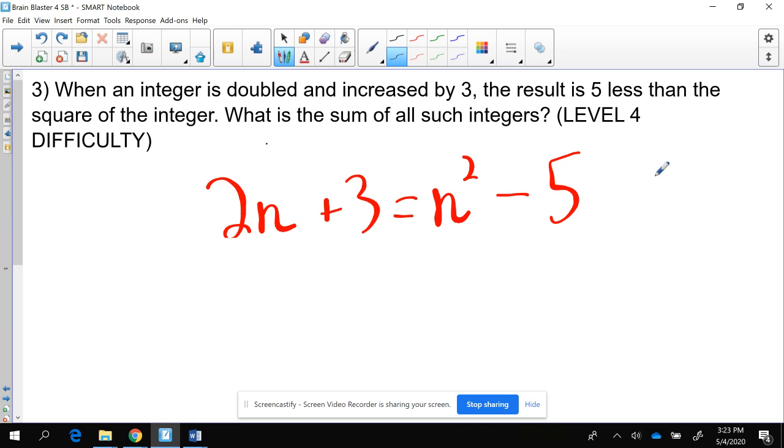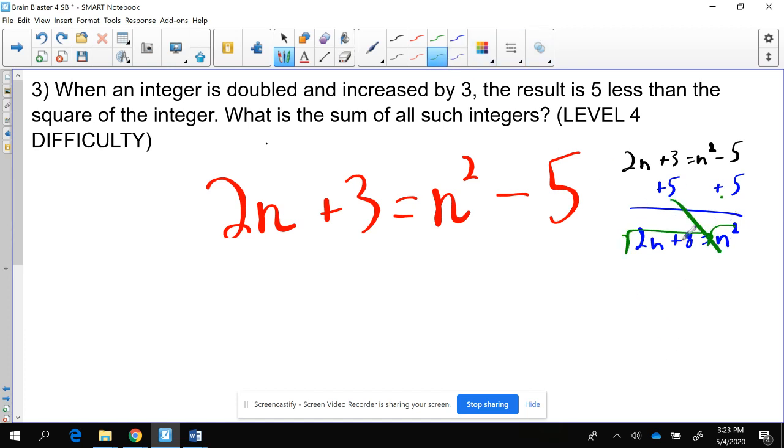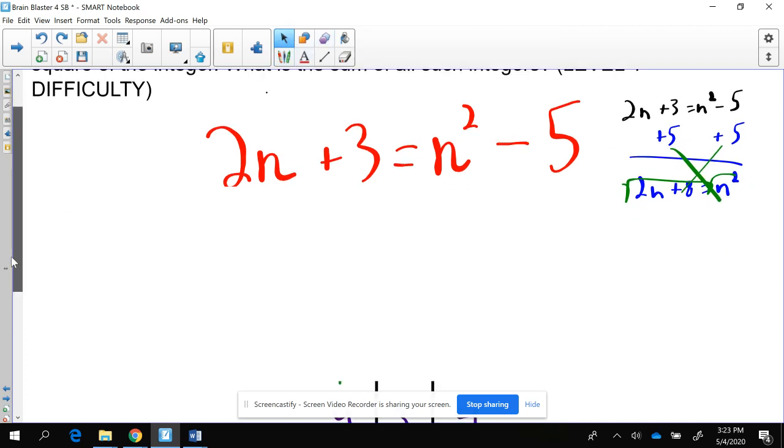I'm going to tell you right now, if you try to get n by itself, it's going to be a giant mess. So I'm going to show you what I'm guessing most students did. You could have just added 5 on both sides. That's fine. 2n plus 8 equals n squared. And the problem is, how do you get rid of n squared? You'd have to find the square root of all of that. There is a way to do it, but it's a little higher pay grade than what I have probably taught you so far this year.